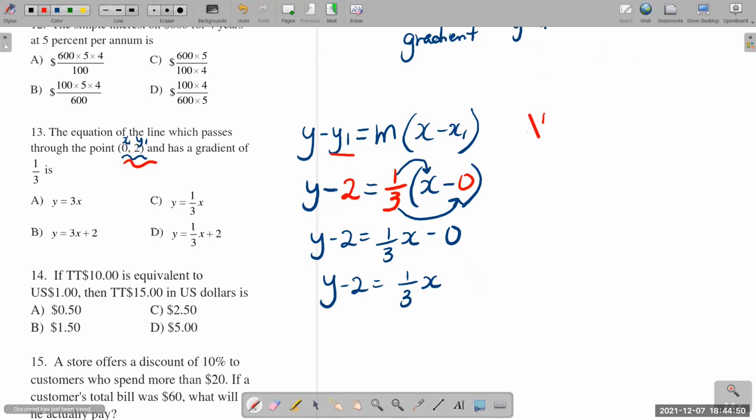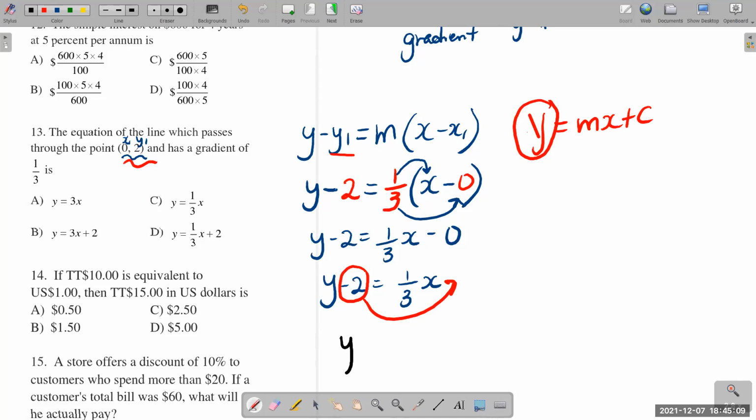What does the standard one look like? Y is equal to mx plus c. Only y should be over here by itself. So who do we need to get rid of here? We need to get rid of this minus 2 by moving it over. When we move over minus 2, what does it become? It changes sign. So we're going to end up with y is equal to 1/3 x plus 2. Which option is that? The option is D. This is literally what we did last night.